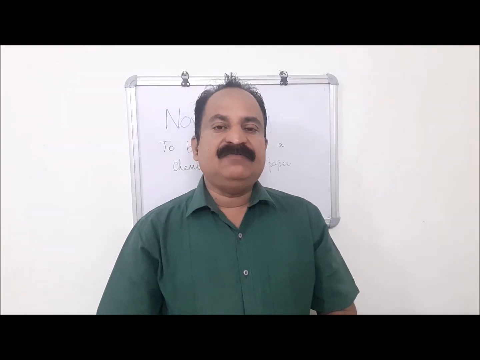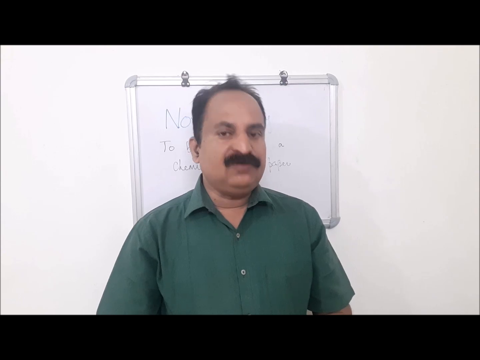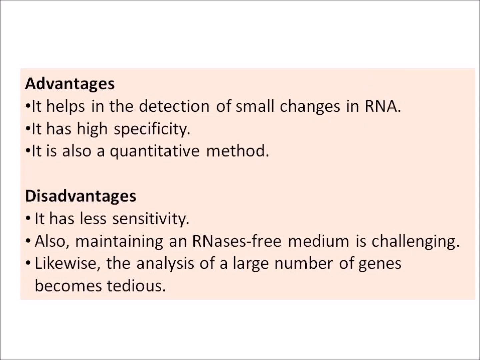Next are the advantages and disadvantages of Northern blotting. The advantages of Northern blotting: it helps in the detection of small changes in RNA. It has high specificity. It is also a quantitative method. The disadvantages: it has less sensitivity. Also, maintaining an RNase-free medium is challenging. Likewise, analysis of a large number of genes becomes tedious.